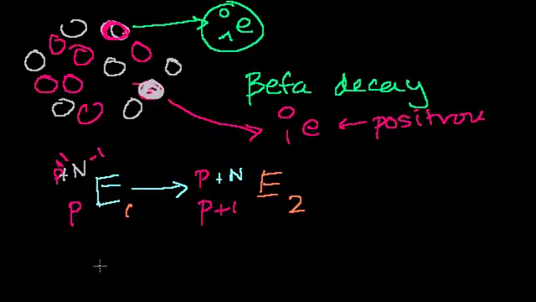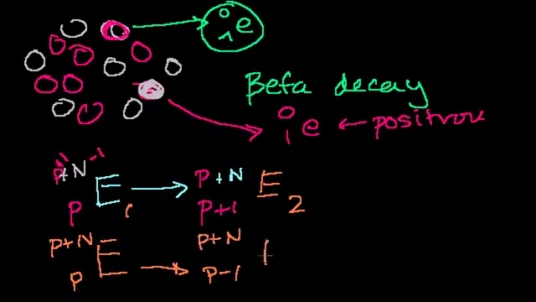So if we start with the same E, it has a certain number of protons, a certain number of neutrons. What's the new element going to be? Well, it's going to lose a proton, p minus 1, and that's going to be turned into a neutron. So p is going to go down by 1, n is going to go up by 1, so that the mass of the whole atom isn't going to change. So it's going to be p plus n. But we're still going to have a different element, right?